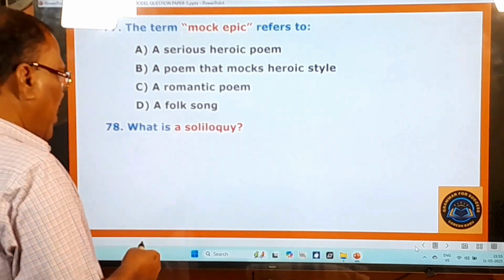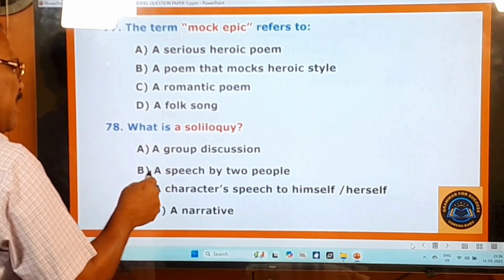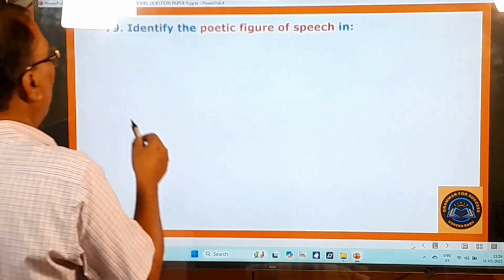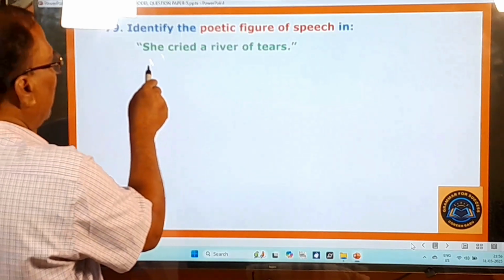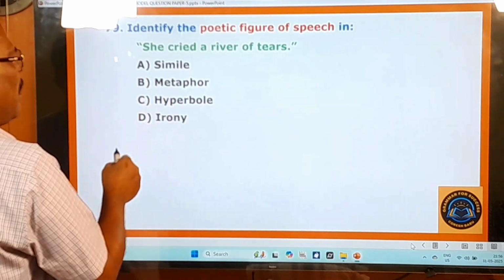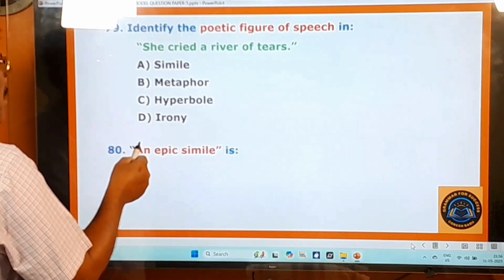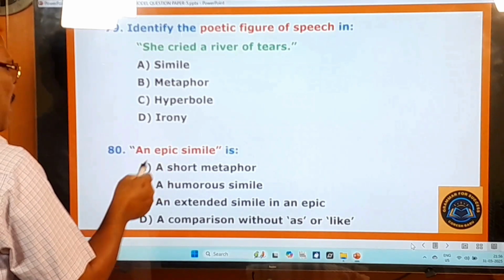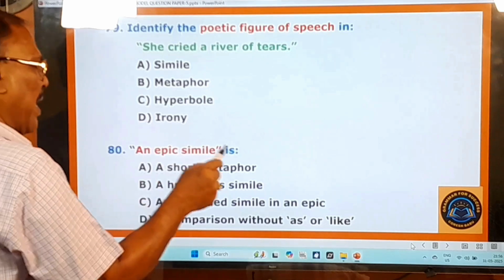What is a soliloquy? A group discussion, a speech by two people, a character's speech to himself or herself, a narrative. 79th question. Identify the poetic figure of speech in She cried a river of tears. Simile, metaphor, hyperbole, irony. 80th question. An epic simile is a short metaphor, a humorous simile, an extended simile in an epic, a comparison without as or like.